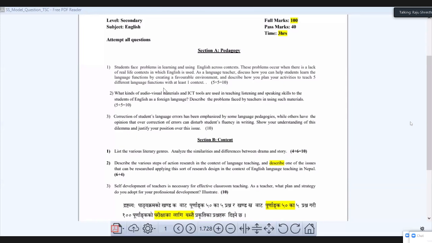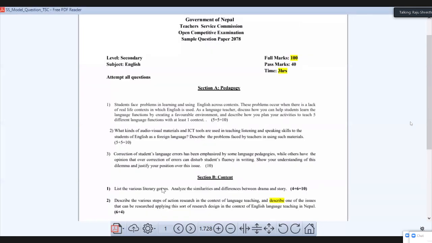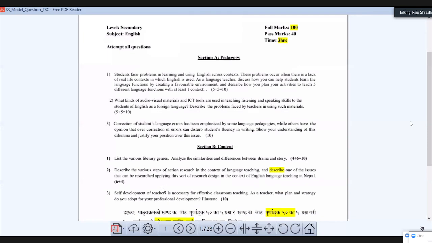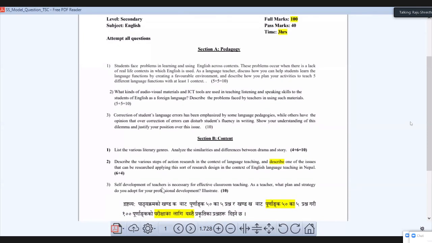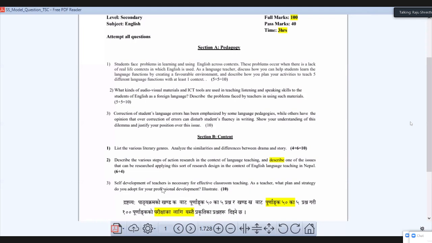Like you know, describe the various steps of action research in the context of... number 2 we did, and number 3 also related to teacher professional development. Self development of teachers is necessary for effective classroom teaching. As a teacher, what plan and strategy do you adapt for your professional development?